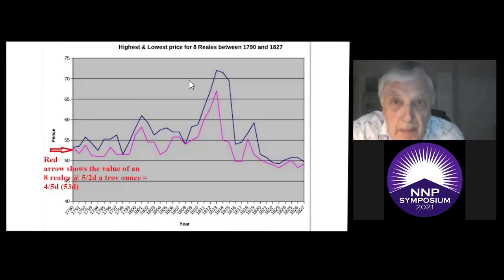The blue line on the graph is the highest price for silver in any given year from the years 1790 to 1827. The pink line is the lowest annual price. It is the blue line that is important here because it is above the 5 and twopence benchmark every year until 1820, except for one blip in 1798.